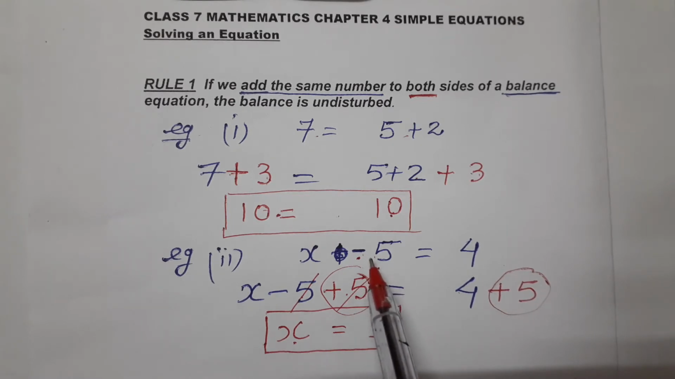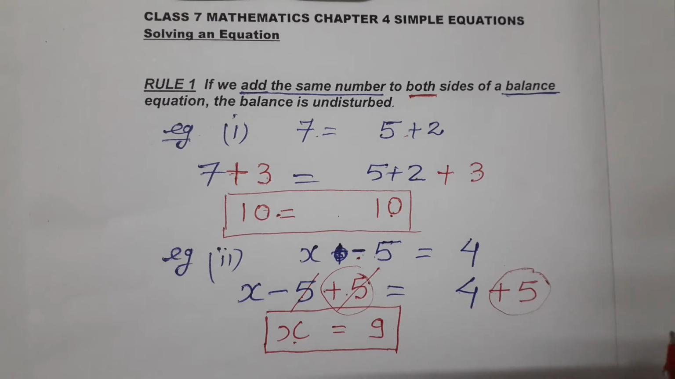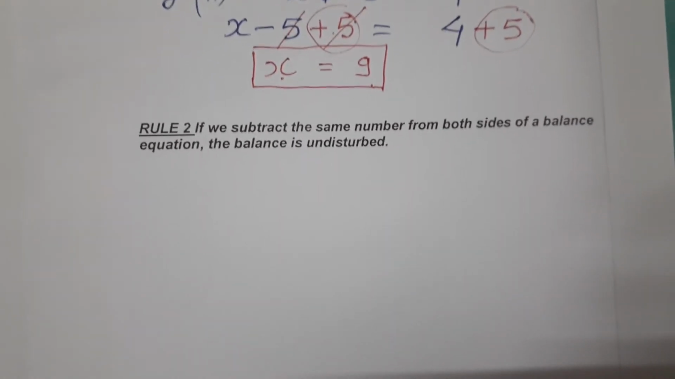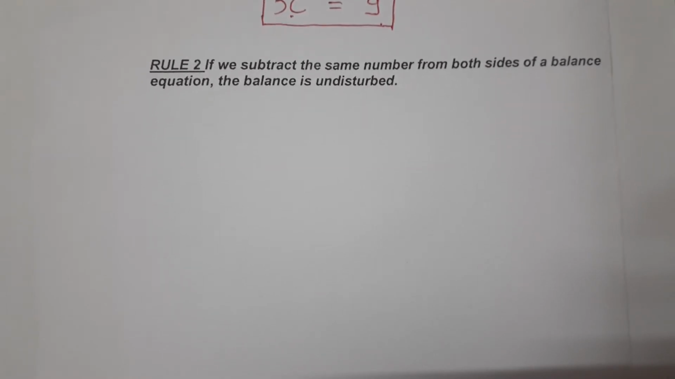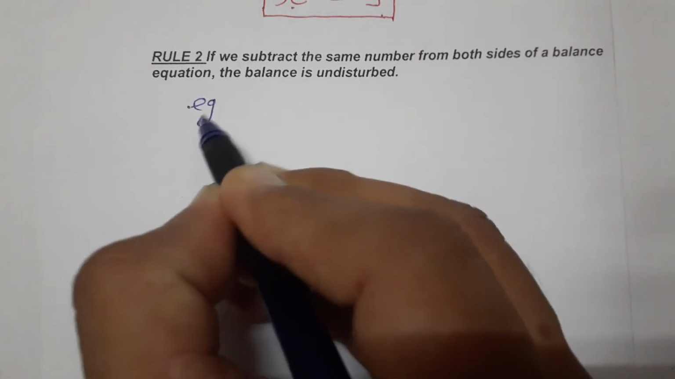Okay, so understood. If we add the same number to both sides, then our equation will still hold and the balance is undisturbed. And we got the solution also, x equals 9. Now see the second rule. What is our second rule? If we subtract the same number from both sides of a balanced equation, the balance is undisturbed. Similarly, instead of addition, now we have to do subtraction. So let's take one more example.